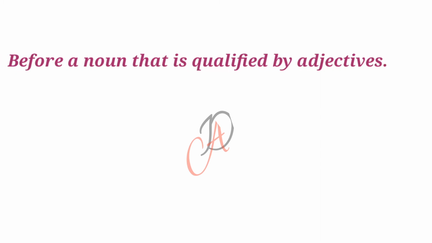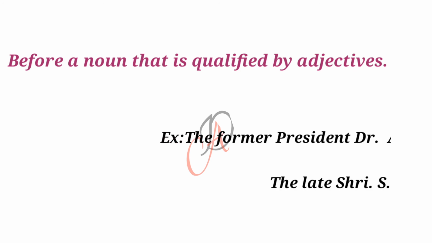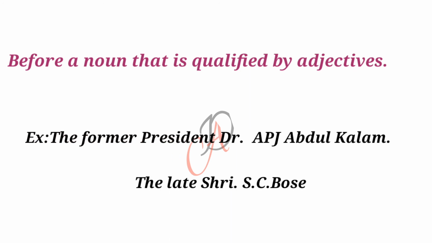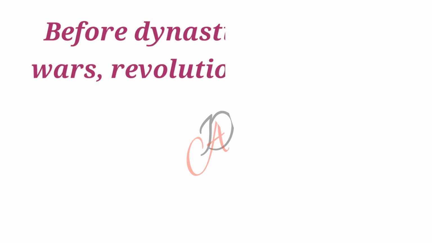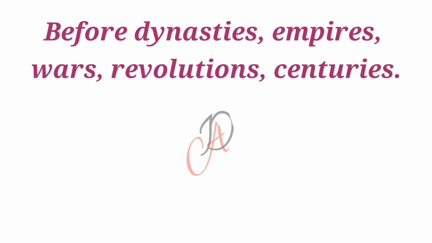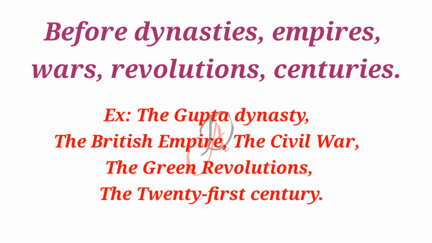Rule number twelve. It is used before a noun that is qualified by adjectives. So the examples are the former president Dr. APJ Abdul Kalam. The second example, the late Sri Subhash Chandra Bose. Rule number thirteen. It is used before dynasties, empires, wars, revolutions, centuries. For example, the Gupta dynasty, the British Empire, the Civil War, the Green Revolution, the 21st century.